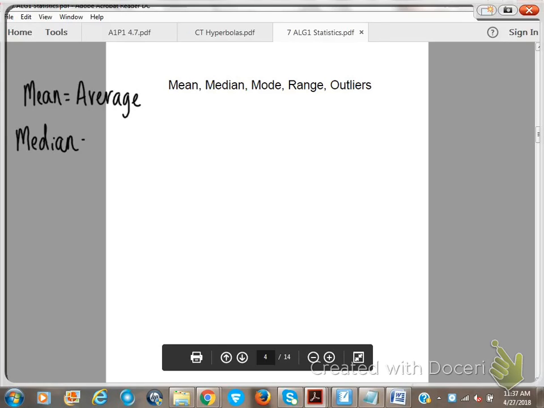Allie, what's the median? Is that the middle number? It is. Good. Just like in a big city on a highway, there's always a median in the middle dividing the highways. So the median's always in the middle.